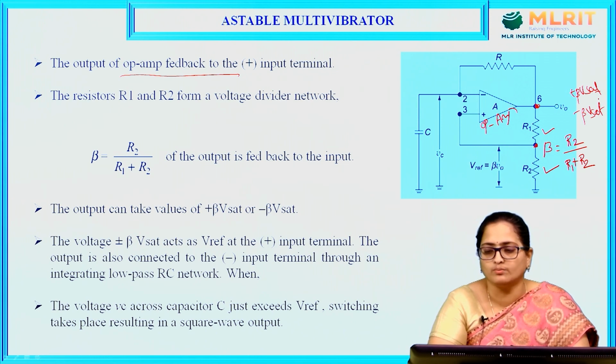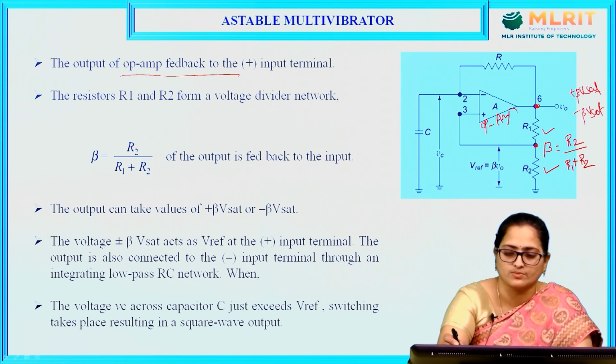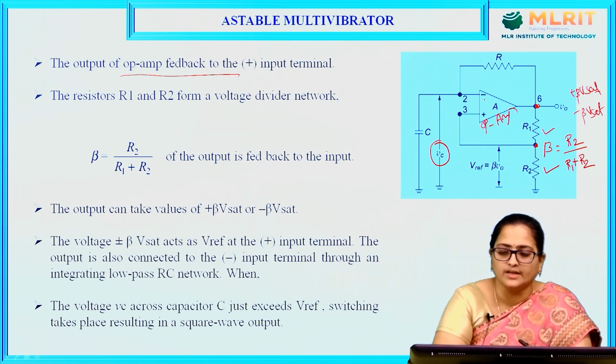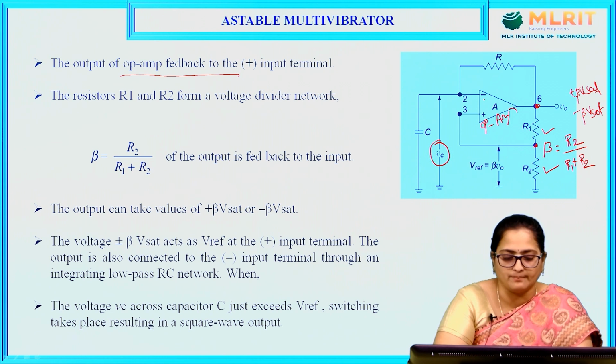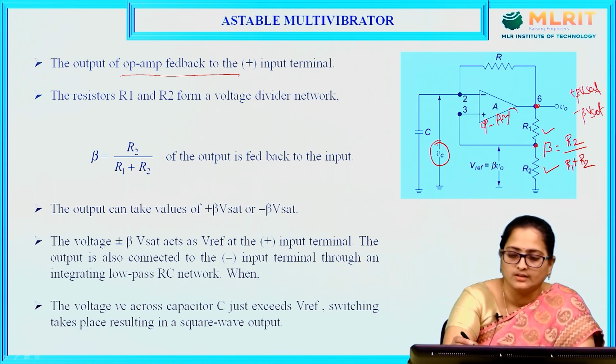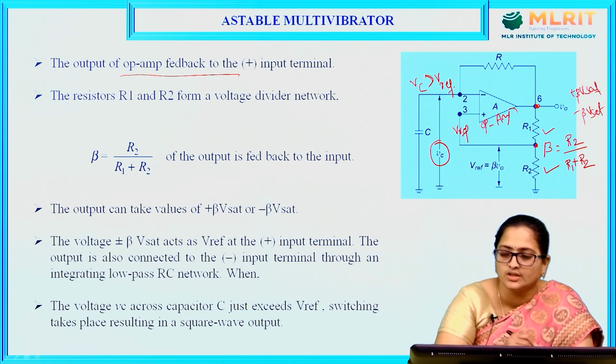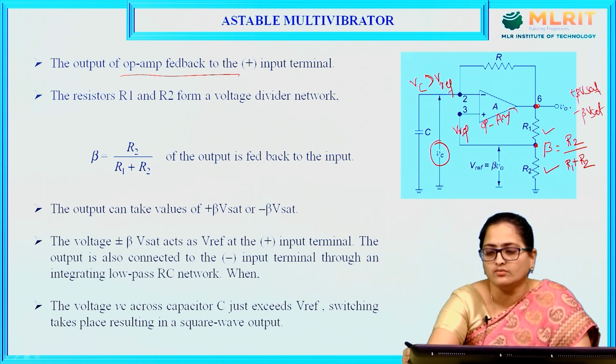This depends on the voltage at the negative terminal, where Vc is the voltage across the capacitor, which is given to the negative terminal of the op amp. When Vc exceeds the reference voltage, there will be a change in V0 to minus beta Vsat.